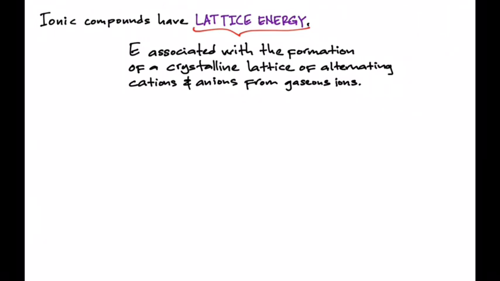So lattice energy is related to this concept known as melting point. And melting point is basically the temperature at which a solid melts. So if you have two ionic compounds, you'll be able to predict which one has a higher melting point based on their relative lattice energies.